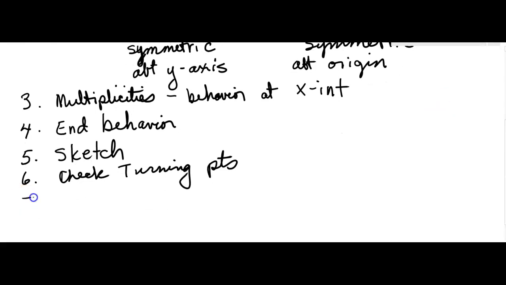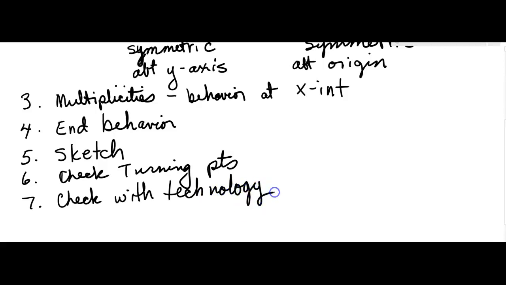And then they say in the book, check it with technology. Check with technology. So if you have that, you can do that. But like I said, we're going to be doing these by hand, so graphing calculators are like $100, and I don't expect anybody to buy that, so I'll just leave that part up to you. If you want to check it, that's fine.